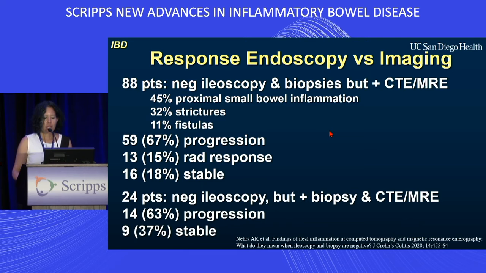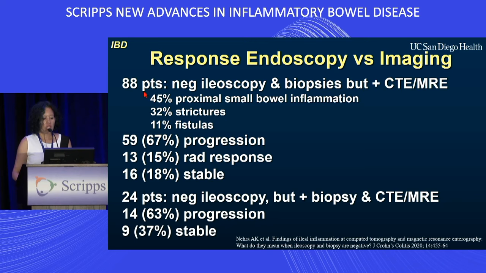And then what do we do, though, when endoscopy and imaging don't seem to line up? And this is an area of growing interest as well. This study that came out in Journal of Crohn's and Colitis was looking at the relationship between ileoscopies and enterography studies. In this study, 88 patients that they looked at had a negative ileoscopy and biopsies. The biopsies were negative too, but the enterography was positive. Where was it? How was it positive? Well, a lot of them had proximal small bowel inflammation. Some of them had strictures that were seen only on imaging, and some of them also even had fistulas.